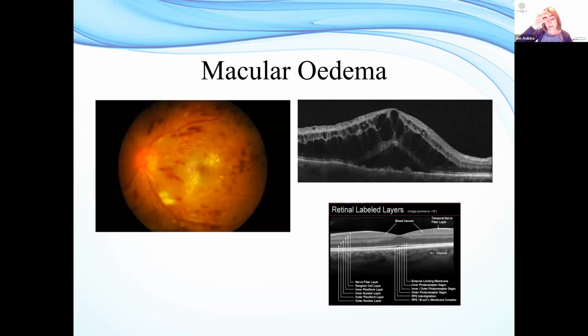So here is a lovely central retinal vein occlusion with this very gross, very dramatic macular edema picture on the right. So you can see the tubulations, and you can see fluid under the retina, you can see fluid in the middle of the retina.